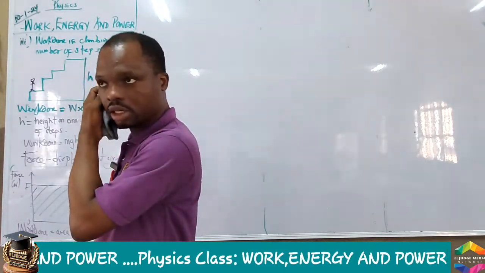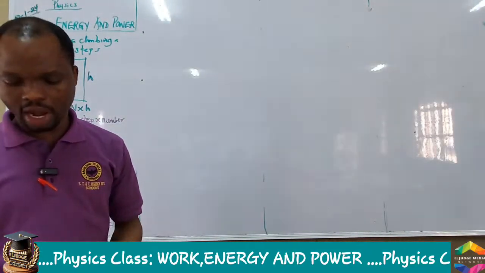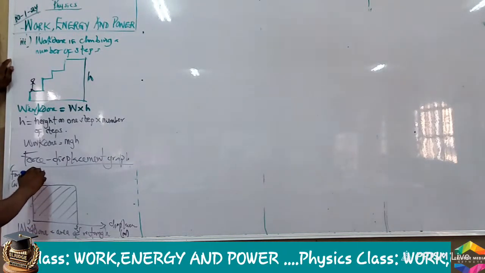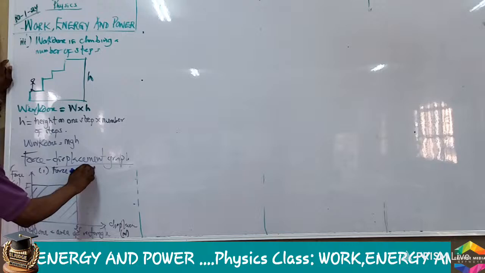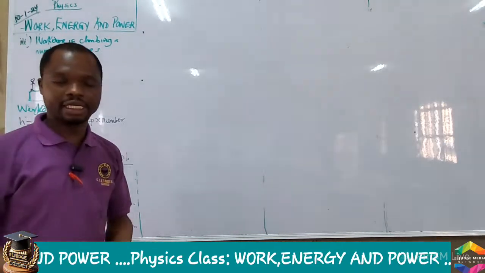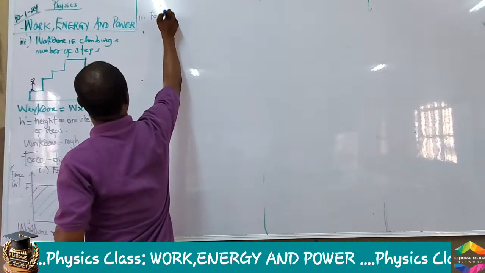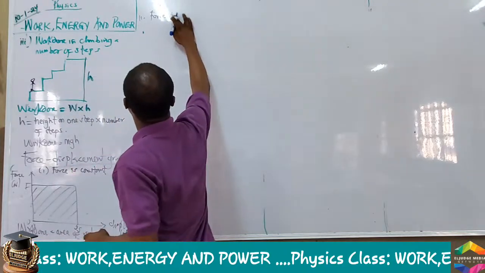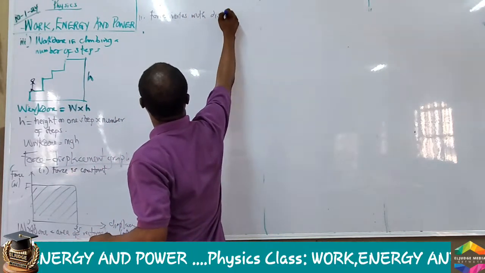An example of this is push or pull. Now, this is when the force is constant. So for force, we can say this is force when force is constant. Force is constant throughout the distance moved. But in another case, the force is increasing. The force varies. Force varies with distance.